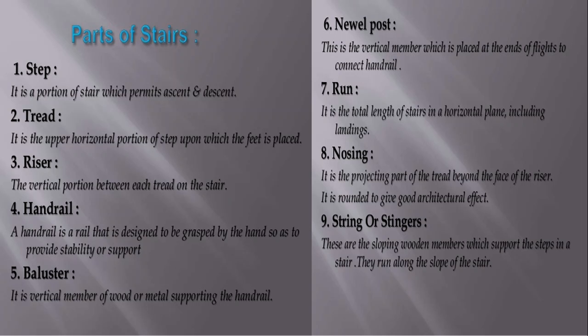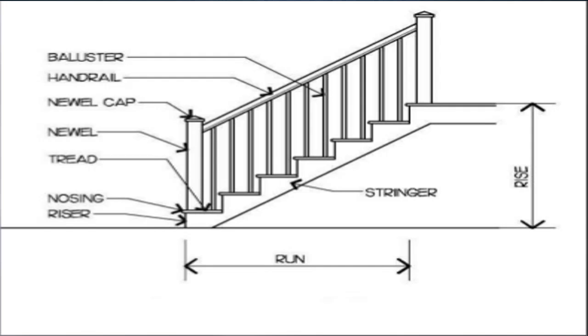Okay. So why are they providing nosing? You can see in this eighth point, it is the projecting part of a thread beyond the face of a riser. It is rounded to give a good architectural effect while we see our staircases. So these rounded projecting parts beyond the face of the riser, which are provided in the thread in order to give a good architectural effect, are termed as nosing.